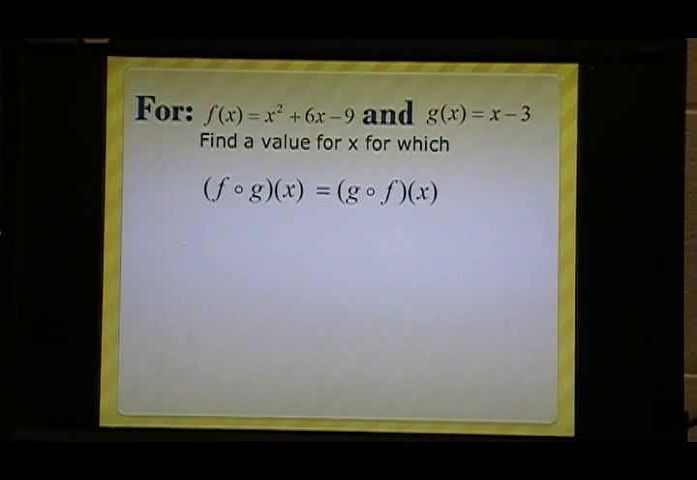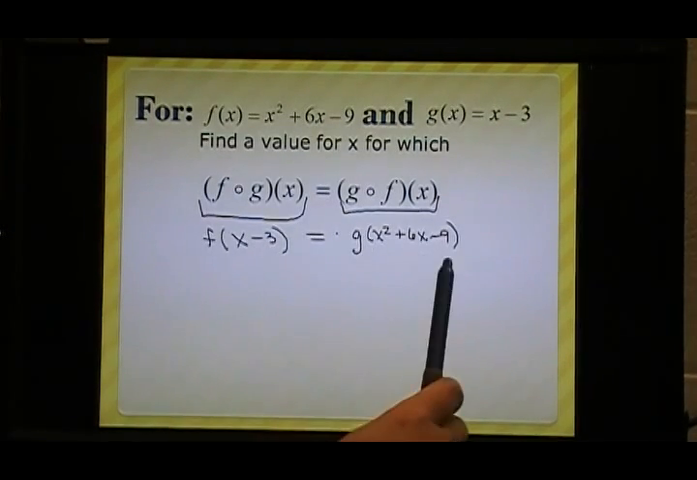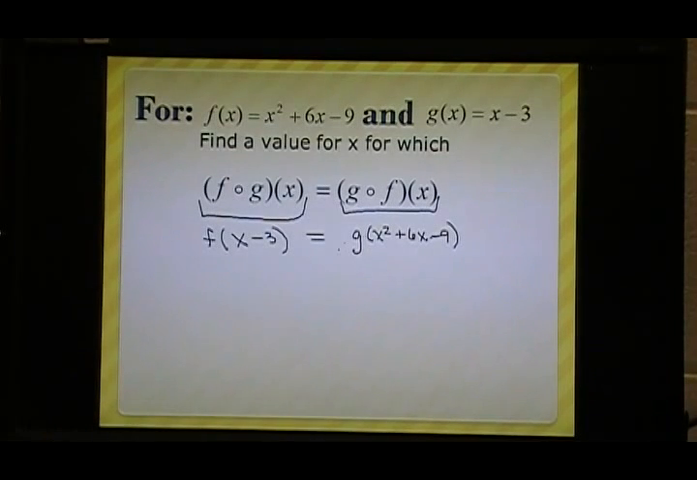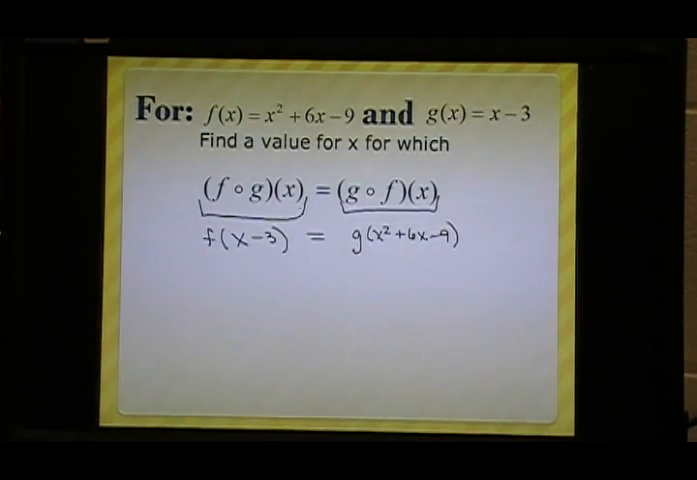Okay, so I'm just going to work my way through this equation that I have. f of g of x, we have to find f of x minus 3. For g of f of x, we have to find g of x squared plus 6x minus 9. Right? And we're wanting to find a value of x for which these two functions are equal. So f of x minus 3, I'm going to substitute x minus 3 into my function f.